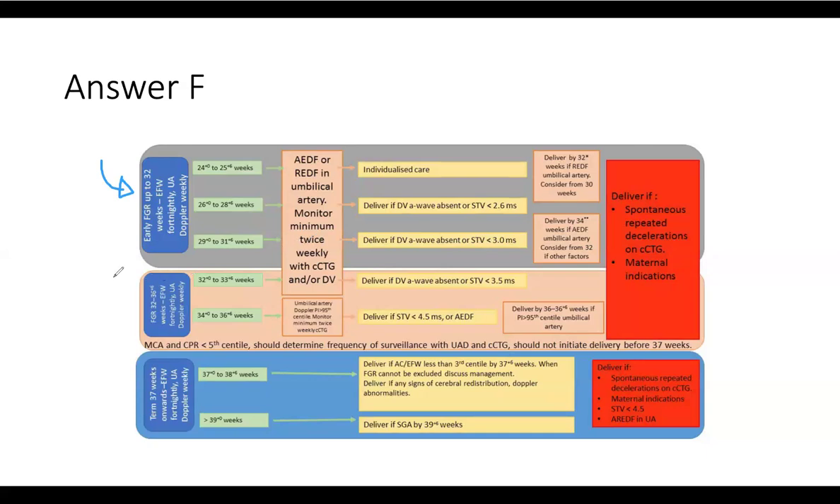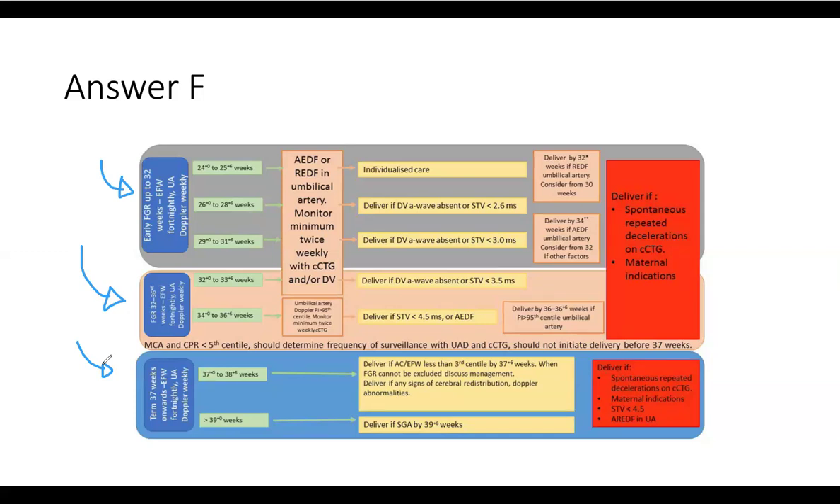Then they gave you another group, the second group, where the FGR is diagnosed from 32 to 36 plus 6. What will I call this group? Late, yes. And then they give you also the group where the small for gestational age or FGR is diagnosed at term, 37 weeks onwards.